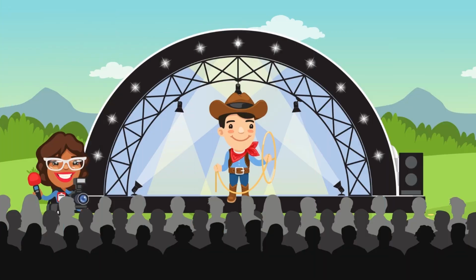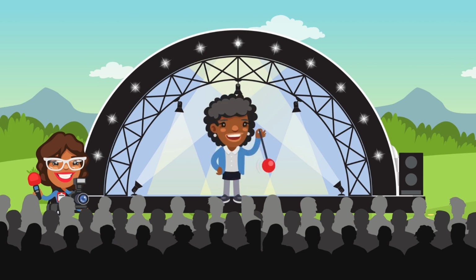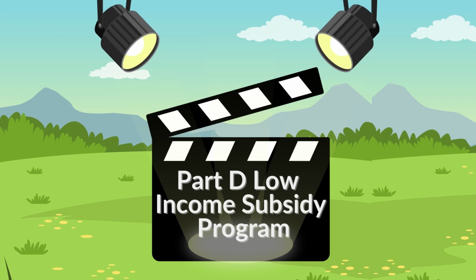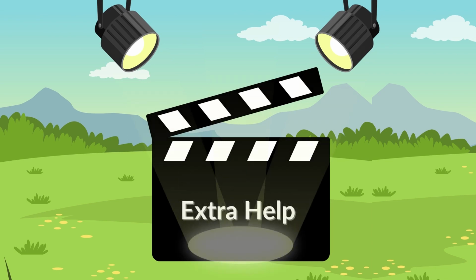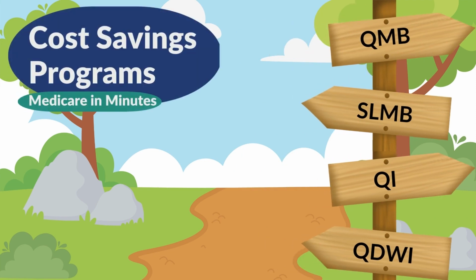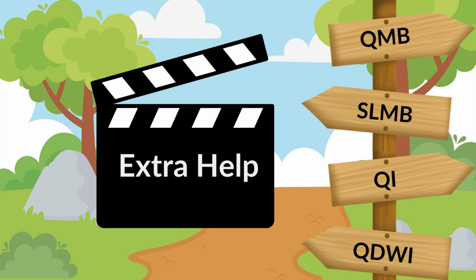There are many programs available to those who might need some extra assistance paying for Medicare, but there is only one that works specifically for Part D benefits. The Part D Low Income Subsidy Program, or more commonly known as Extra Help, pairs nicely with most other Medicare savings programs to create a comprehensive support system. These other programs are covered in our cost savings program video. Check it out for more information in regards to cost savings for other parts of Medicare. But for now, let's get into the specifics of Extra Help.